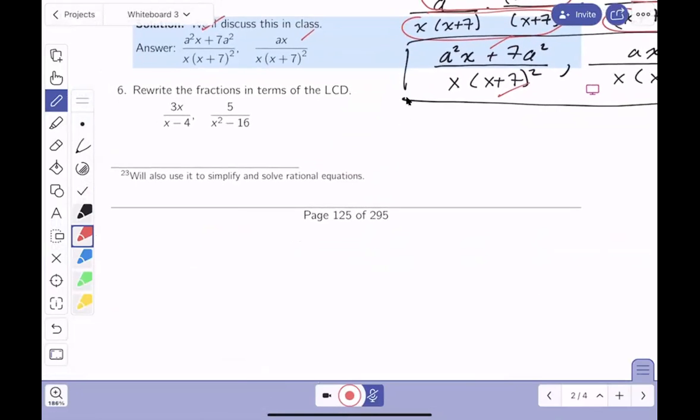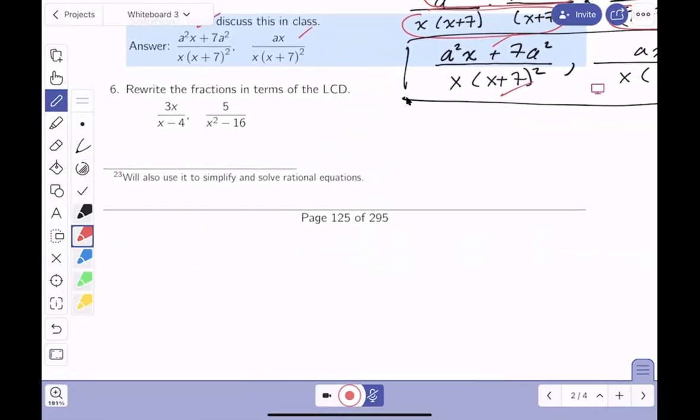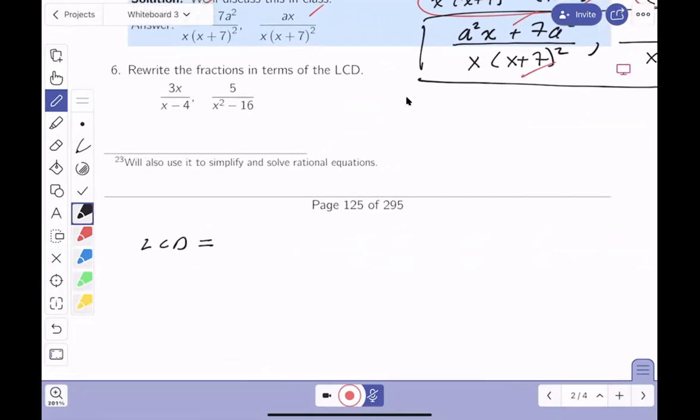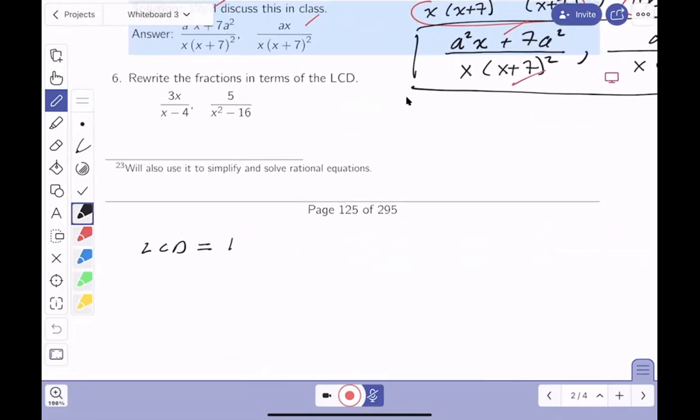And this one says, rewrite the fractions in terms of the LCD. Those are the same type of problem. So what do I need to do? I need to get the LCD. So what's the LCD? Actually, it's the LCM of the denominators. One is x minus 4. The other denominator's factorization is x minus 4 times x plus 4.